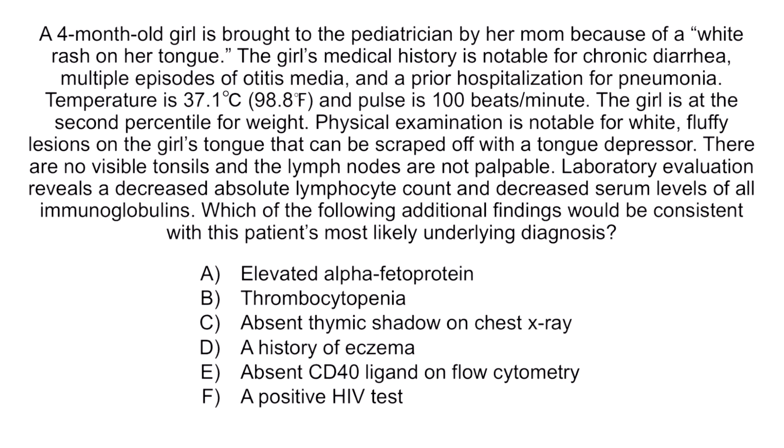Which of the following additional findings would be consistent with this patient's most likely underlying diagnosis? A. Elevated alpha-fetoprotein. B. Thrombocytopenia. C. Absent thymic shadow on chest X-ray. D. A history of eczema. E. Absent CD40 ligand on flow cytometry. F. A positive HIV test. The correct answer is C, absent thymic shadow on chest X-ray.